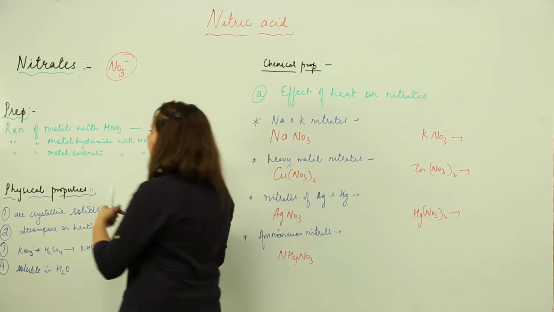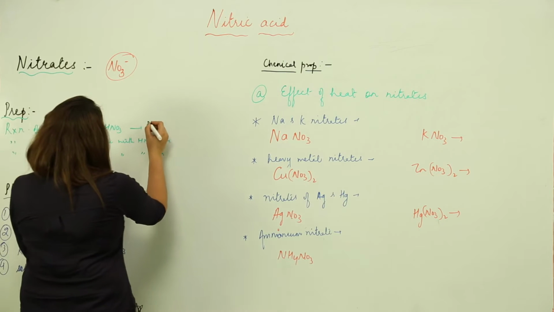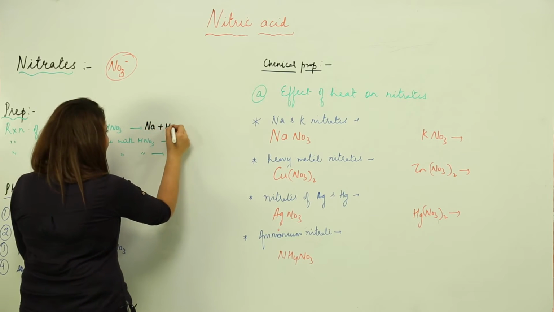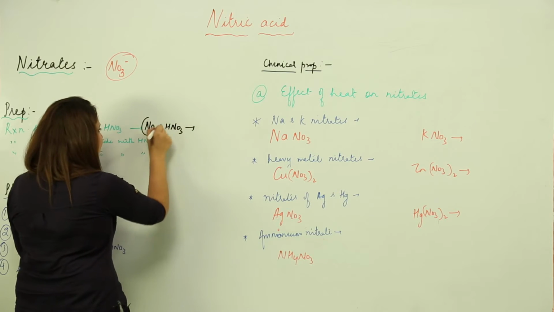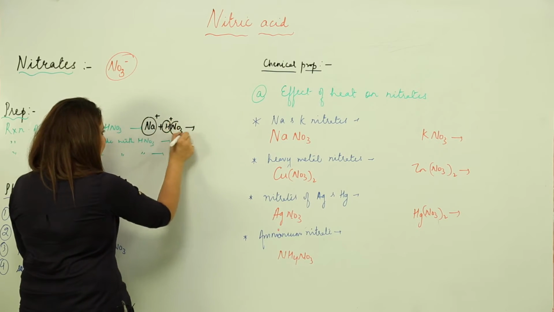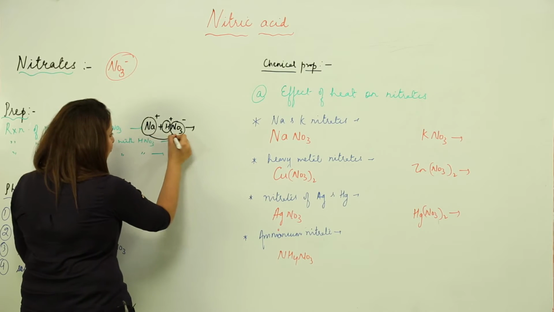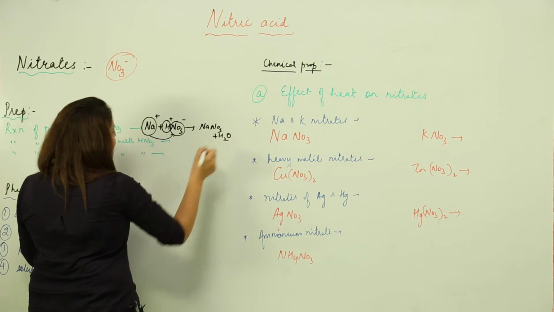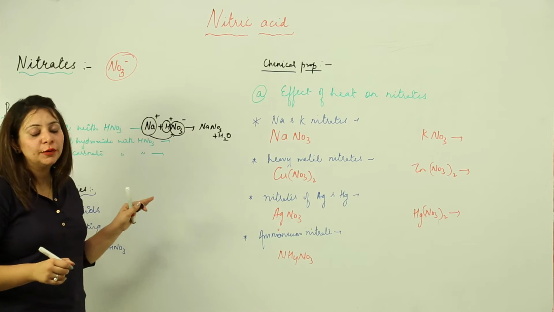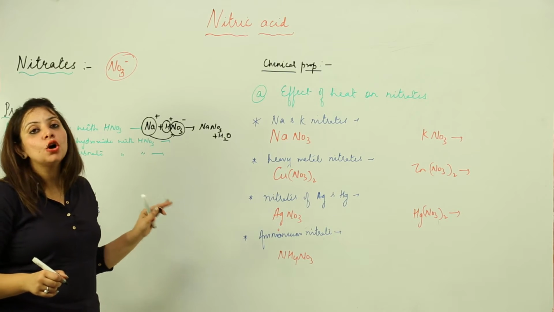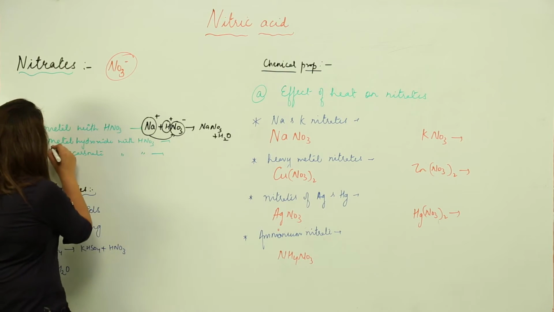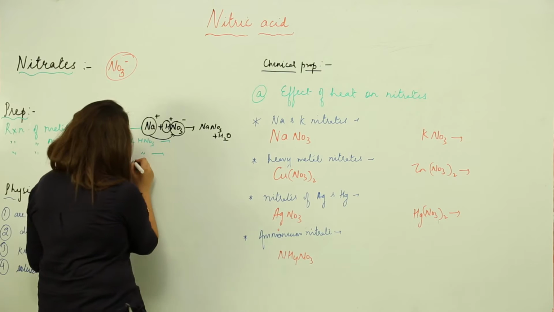So for example, I have the reaction of a metal with HNO3. This is my metal, let's say sodium. I am going to react it with HNO3. Obviously this has a positive valency, positive and negative. This positive part is going to attack this and we will get NaNO3 plus H2O, not H2 but H2O, because we know that HNO3 is a strong oxidizing agent.